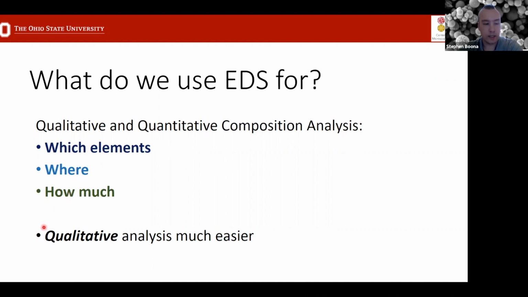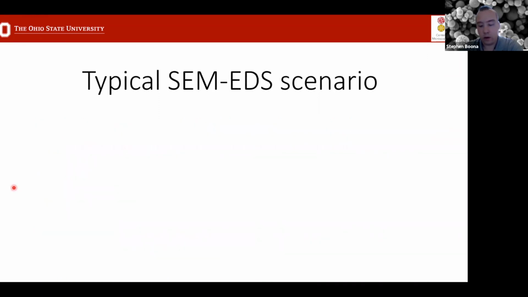I'll emphasize at the beginning here that qualitative analysis is typically going to be much easier to do. The requirements on the sample and the parameters in order to get useful qualitative information are much less stringent than what they are if you want to get precise quantitative information. So you don't necessarily need to do as much work to get information about which elements and where, but if you want to know how much, then you're going to have to put a little bit more work into your analysis. So we have a little bit of background.